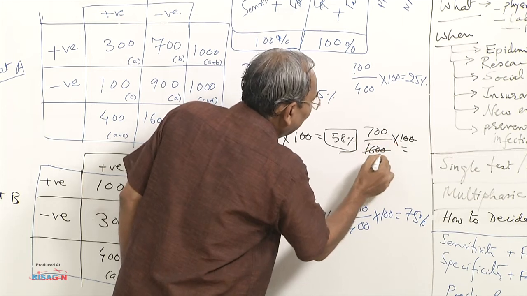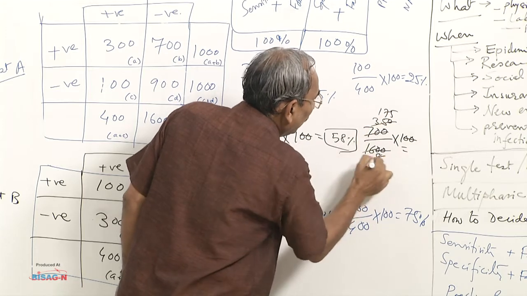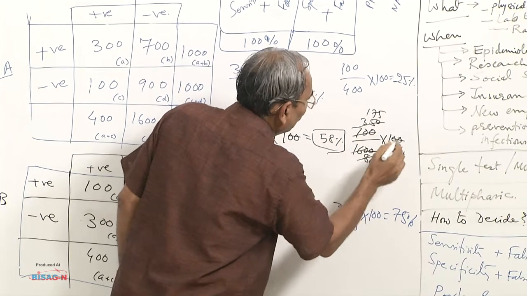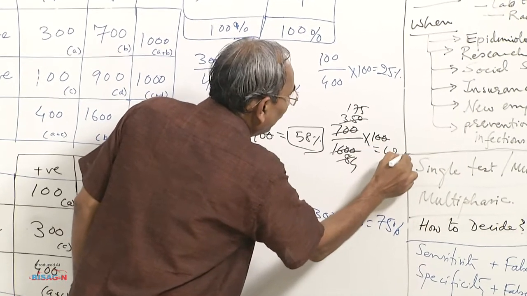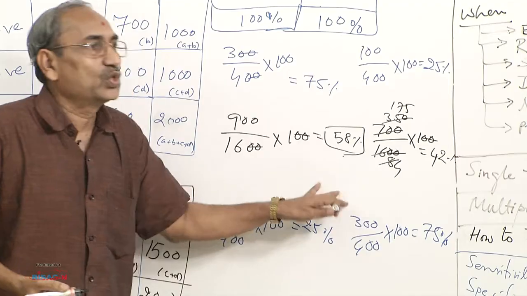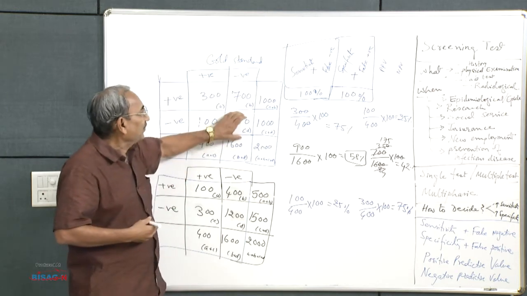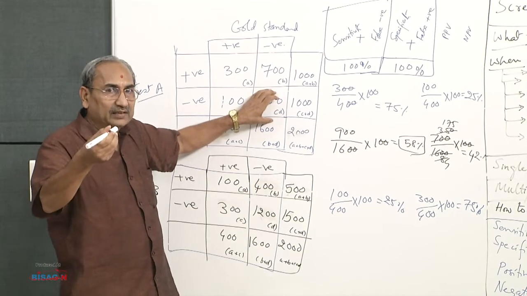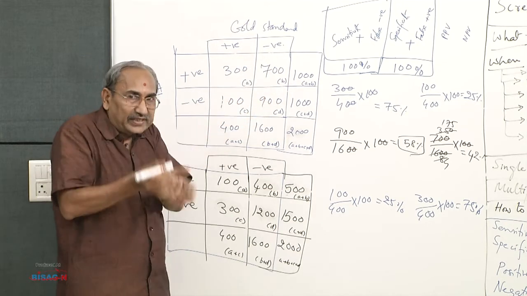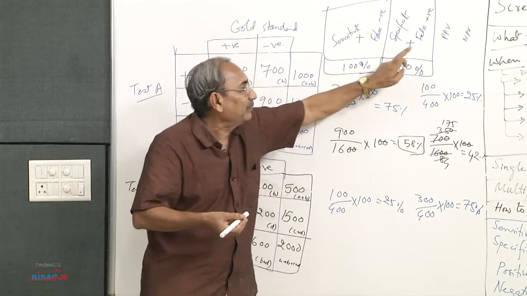So you can find out the percentage somewhere over here, something like 42% or some percentage like this. The total of these two will be 100%. So if you increase the specificity, then false positive will reduce. If you reduce the specificity, false positive will increase, because the total is 100%.